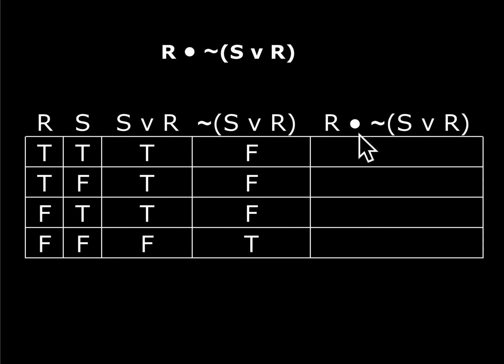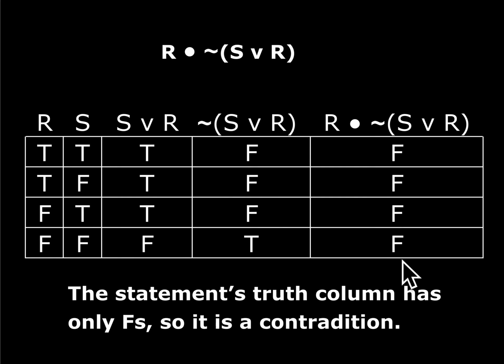And now we have the conjunction of R and this negation. And you can see there's no rows where both conjuncts are true at the same time. So this conjunction, R and the negation of S or R, in fact, it's a contradiction. That truth column contains nothing but F's.